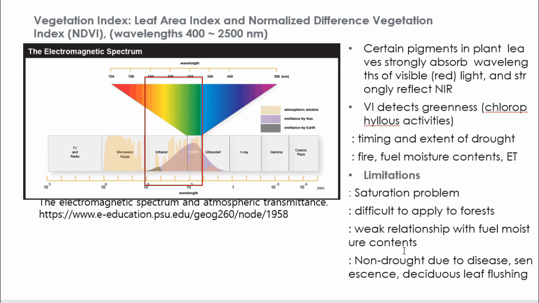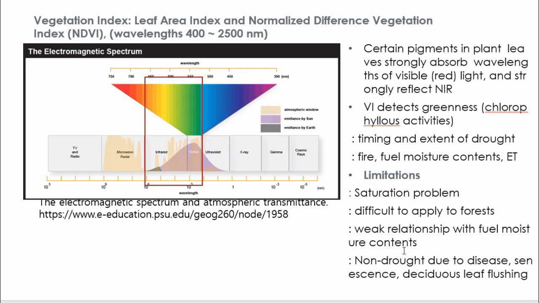There is a saturation problem. Saturation means that although evapotranspiration goes up and up and up, or the temperature goes down and down and down, LAI or NDVI just stays similar, like 0.5 or 0.7, and doesn't really go up largely.